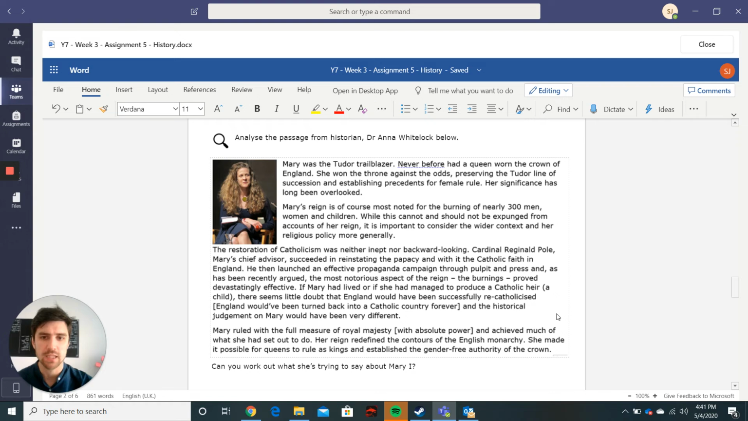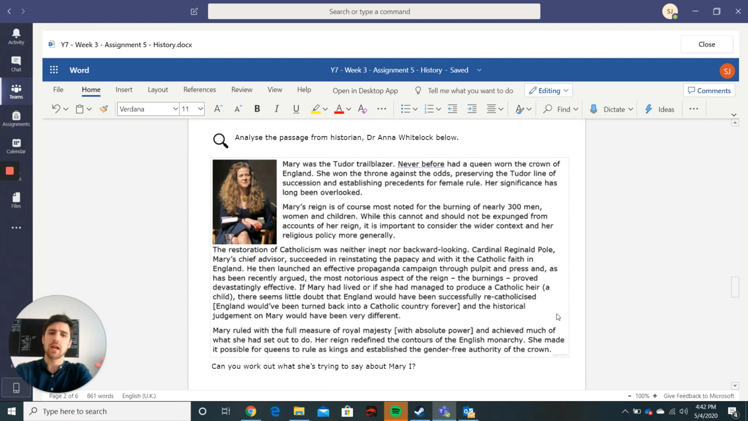Mary I's reign is of course more noted for the burning of nearly 300 men, women and children. While this cannot and should not be removed from accounts of her reign, it is important to consider the wider context and her religious policy more generally. The restoration of Catholicism, turning England back into a Catholic country, was neither inept or backward-looking. Cardinal Reginald Pole, Mary's chief advisor, succeeded in reinstating the papacy and with it the Catholic faith in England. So basically, they managed to get Catholicism back in England.